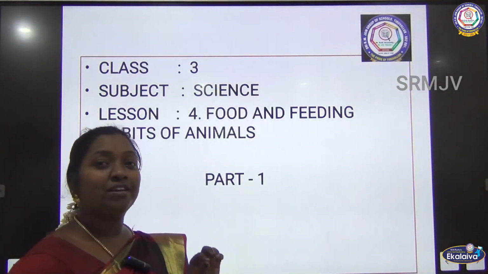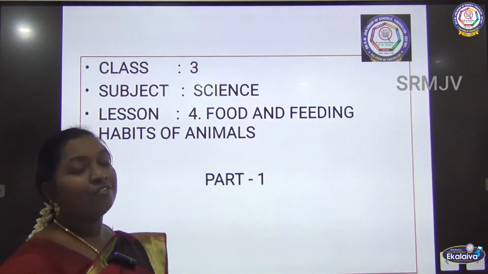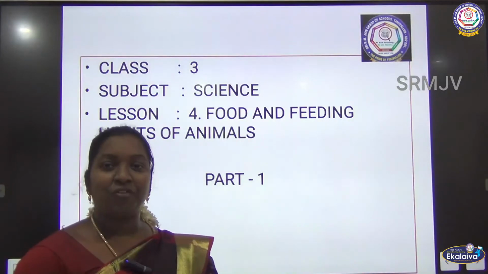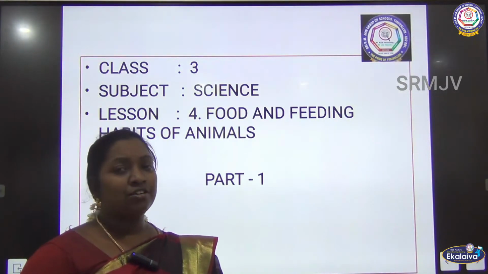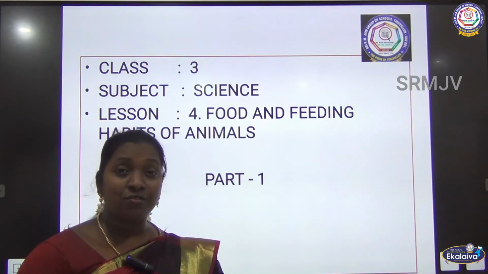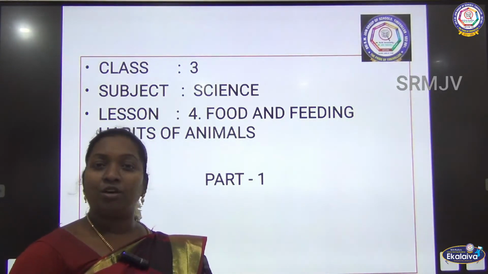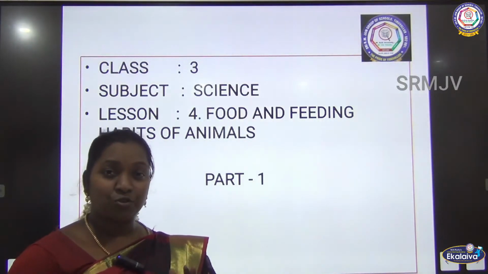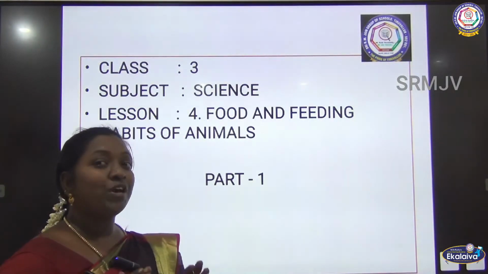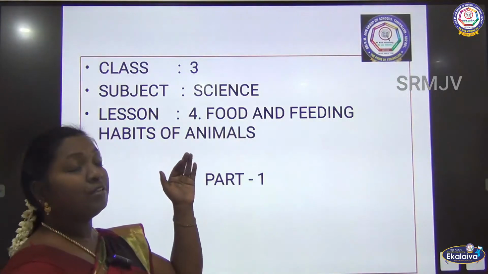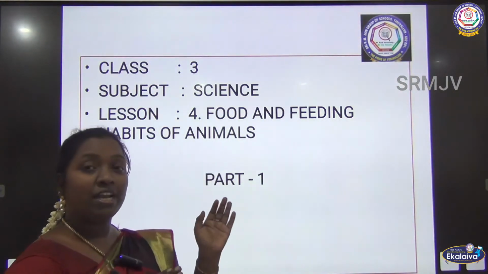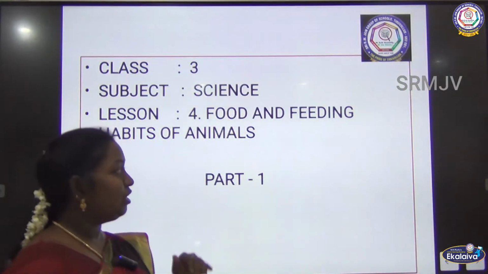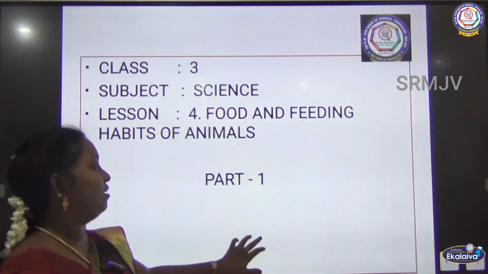Now children, we are going to learn a new lesson, number 4, food and feeding habits of animals. Children, we are very familiar with how important food is, isn't it? Not only for us, even for the animals and for the plants, food is very important. Now we are going to learn how food is important to animals, how animals are categorized based on the food, and at the same time how they eat their food. So we are going to learn all this through this lesson.